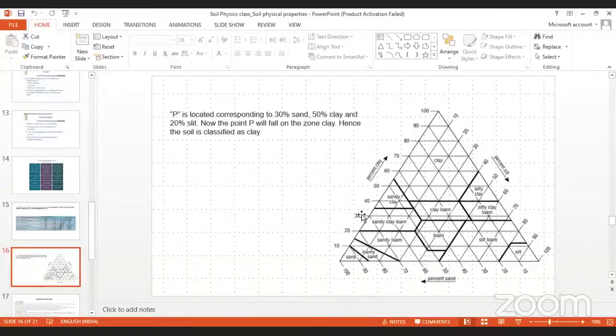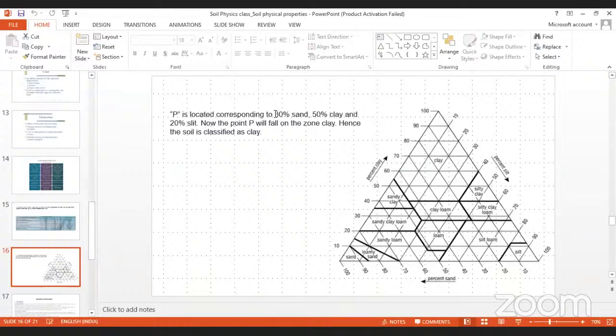See, the soil textural triangle has sand, silt, and clay. The percentages of sand, silt and clay are mentioned here at the bottom, and silt is on this side of the triangle, and clay is on this side of the triangle. This is an equilateral triangle. When you have the proportions of sand, silt and clay in a particular soil, you can draw the amounts of sand, silt and clay.